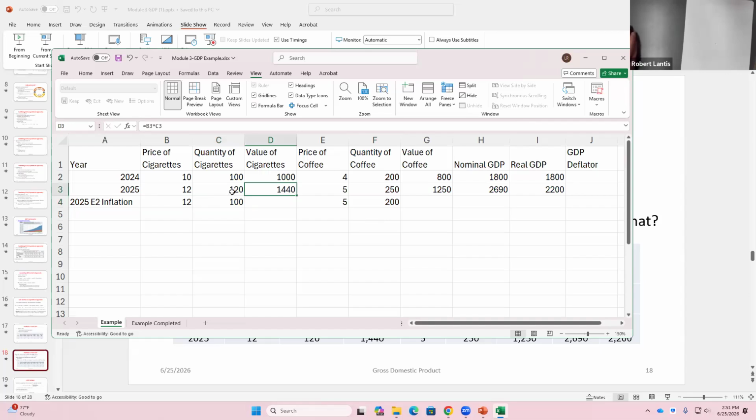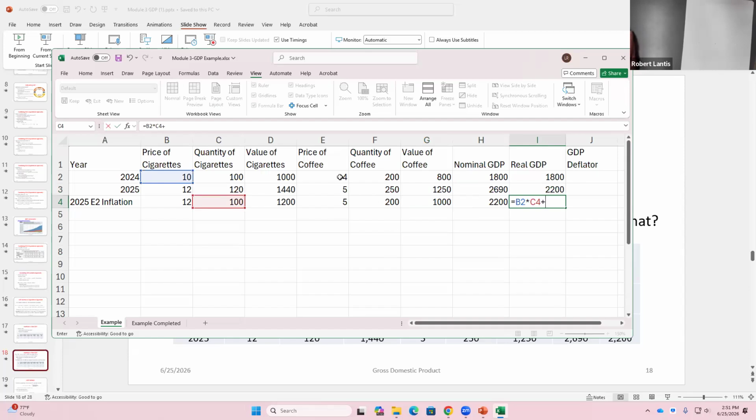Well, I can calculate the nominal value in 2025 of these two goods. We could then add the values up. We get our nominal GDP, which looks like it's increased. However, real GDP would be using the base year price multiplied by the current quantity.